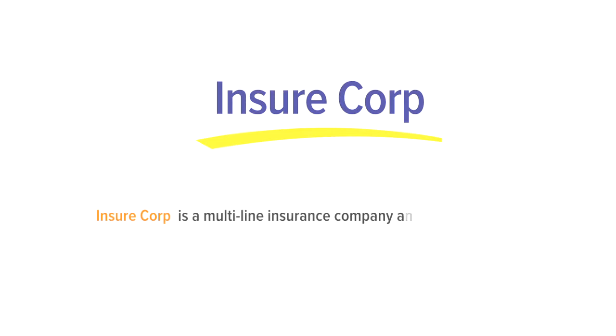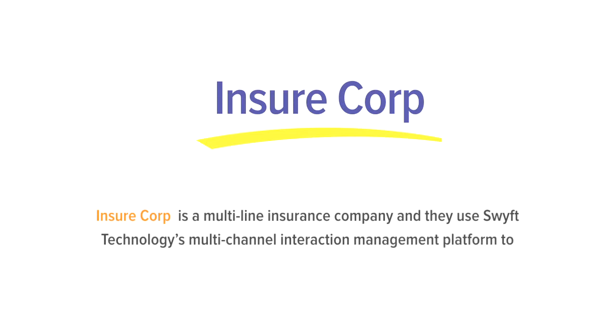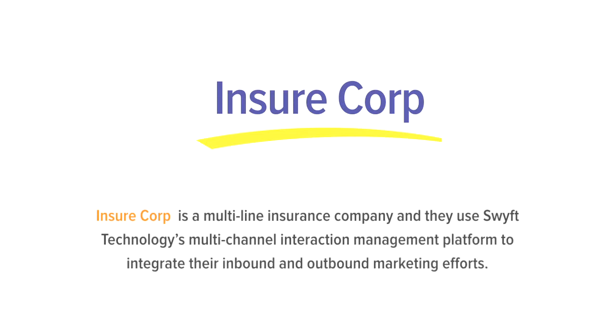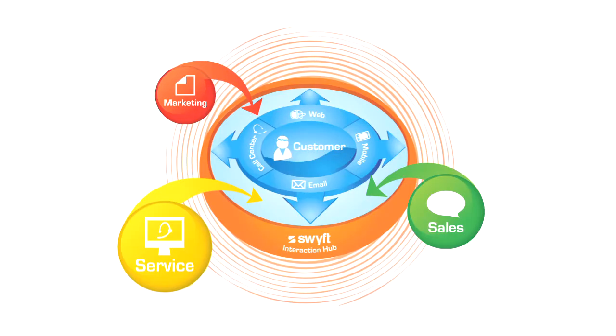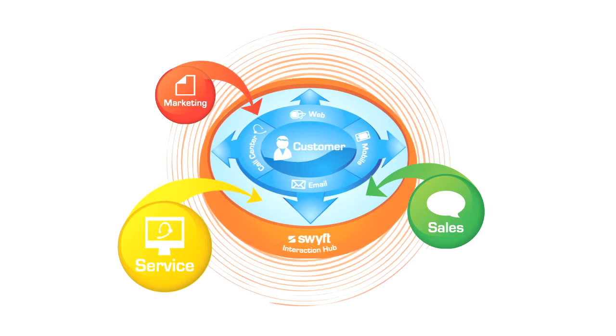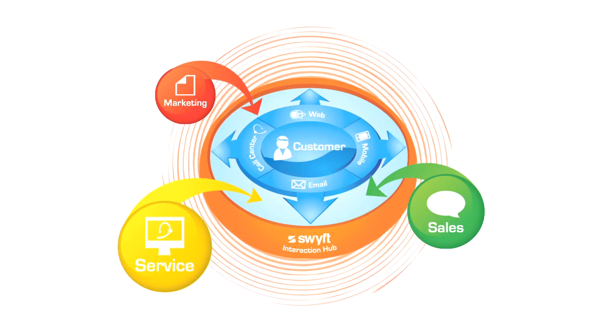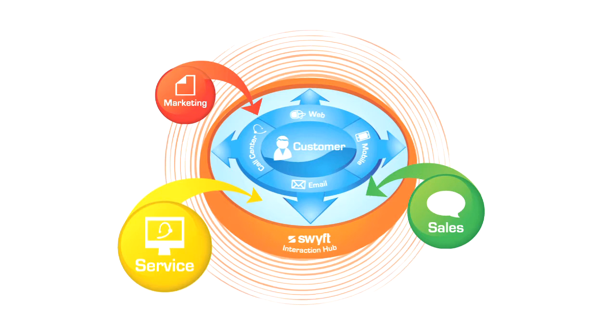InsureCorp is a multi-line insurance company, and they use Swyft Technology's multi-channel interaction management platform to integrate their inbound and outbound marketing efforts. One of the goals at InsureCorp is to cross-sell products to their existing customers to increase customer value and loyalty using their existing marketing automation infrastructure, plus the customer data they have collected about Sarah and Ben. The Swyft Interaction Hub recommends InsureCorp make an offer to Sarah and Ben for new life insurance policies.